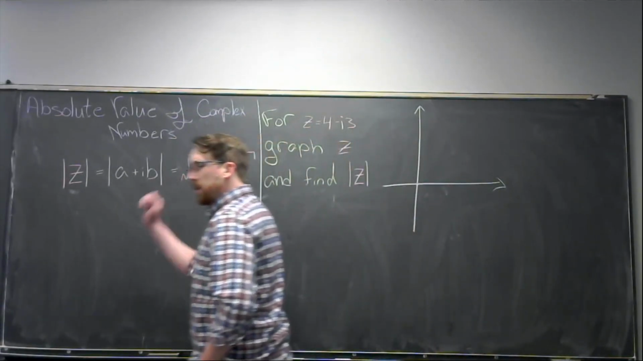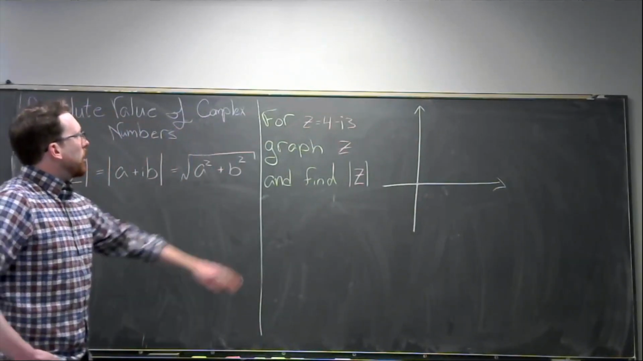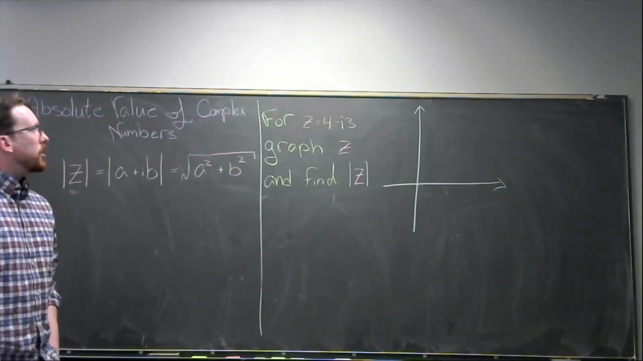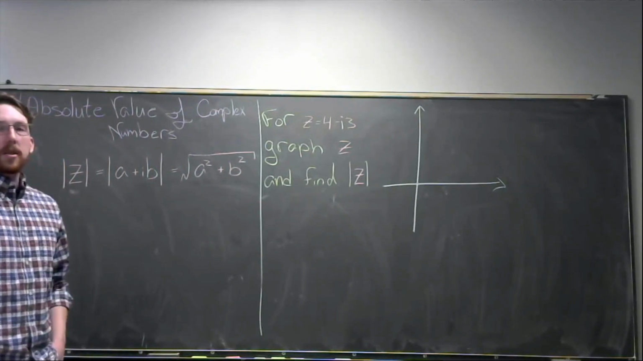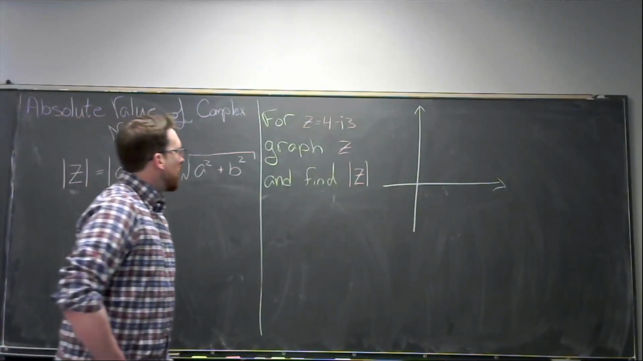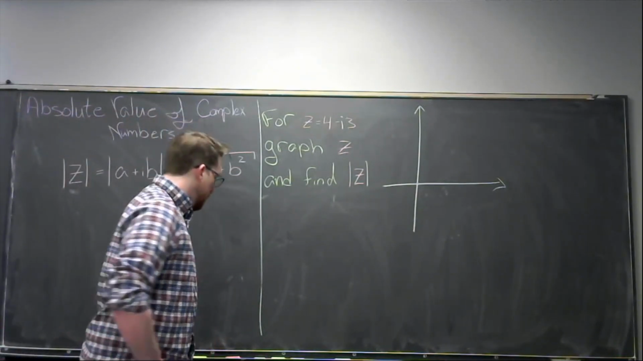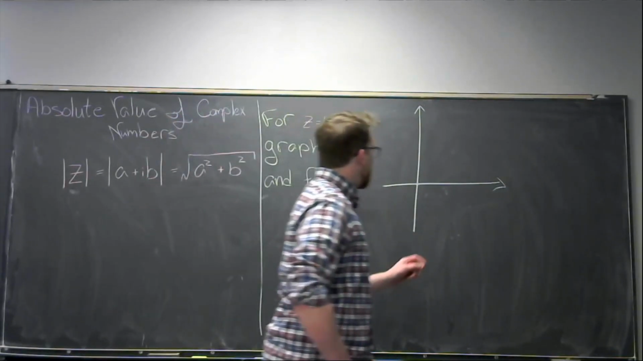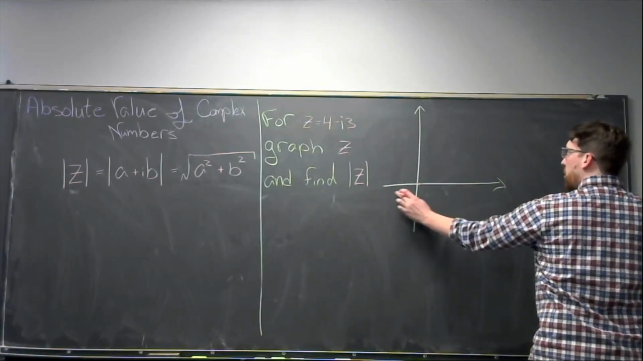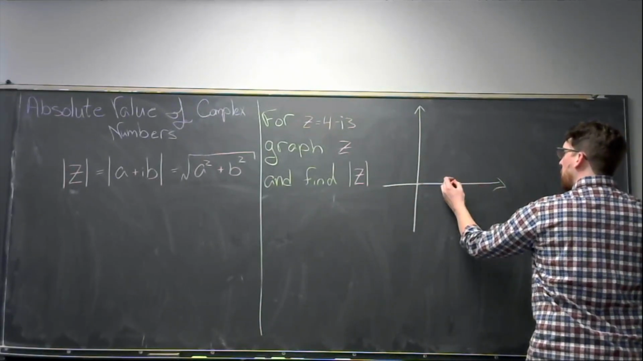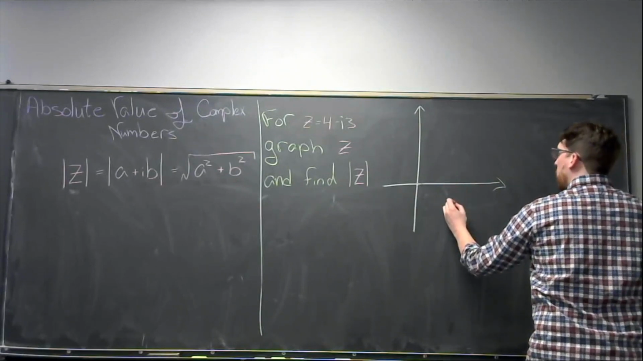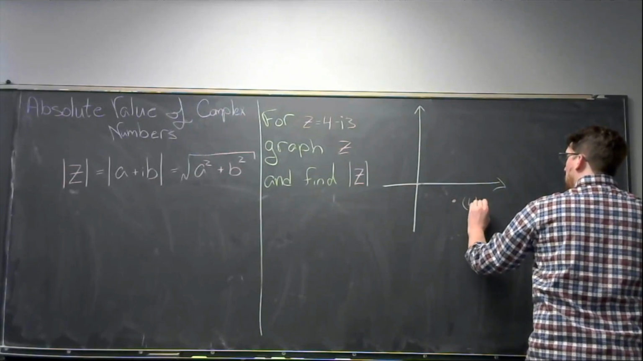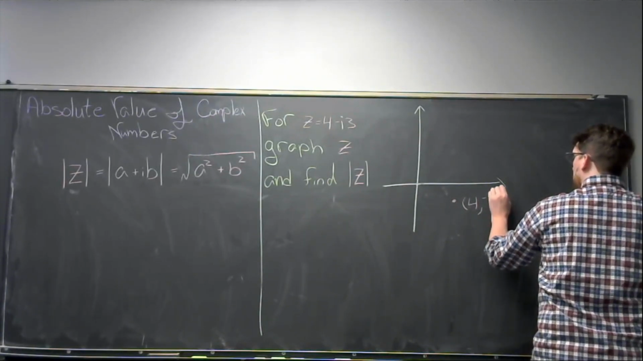So knowing this, to really quickly answer this question, we want to graph the complex number 4 minus imaginary 3, and we want to find the absolute value. So let's go ahead and graph it. That'll be pretty quick. We want to go over 4 units in the x direction, or in the real direction, right? And then we want to go down 3 units. So it's about here-ish. 4 comma -3. All right.